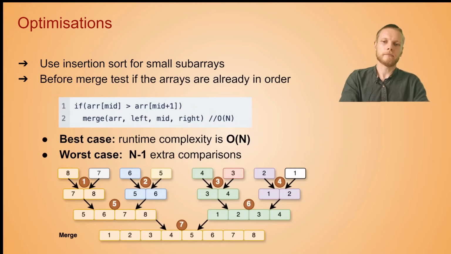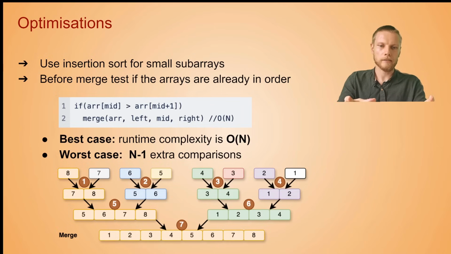The next one is just to make a test before merge to check if the arrays are already in order. Indeed, if all elements in the left subarray are already smaller than all elements of the right subarray, then we don't need to merge because they are already sorted. Because they are sorted, it's very easy to check that. We just need to compare two elements together, the last element in the left subarray and the first element in the right subarray. And if we compare and see that the arrays are already sorted, we just skip the merging procedure.